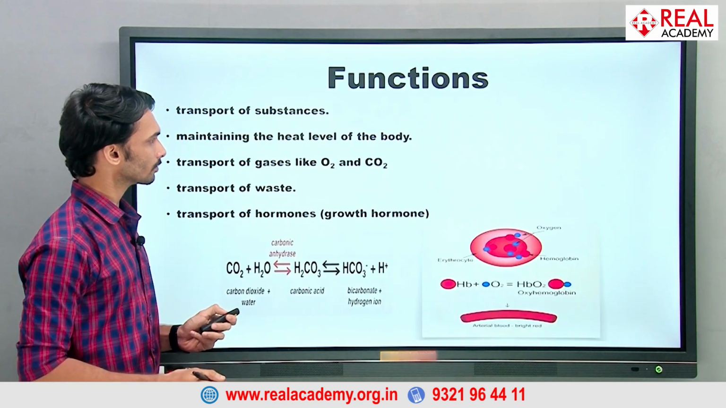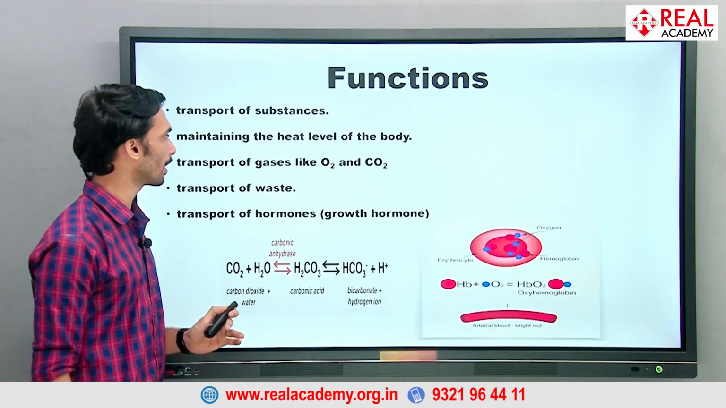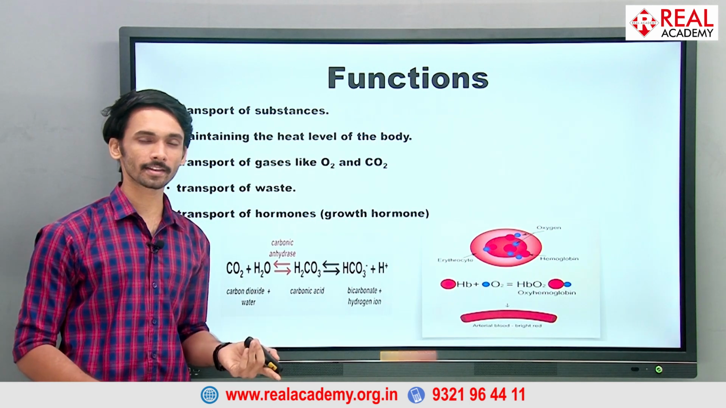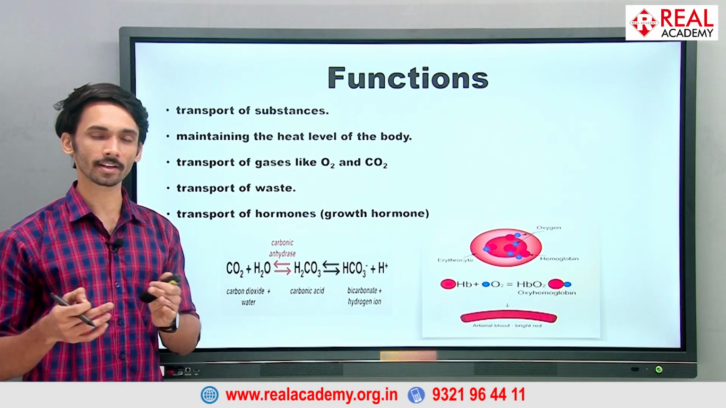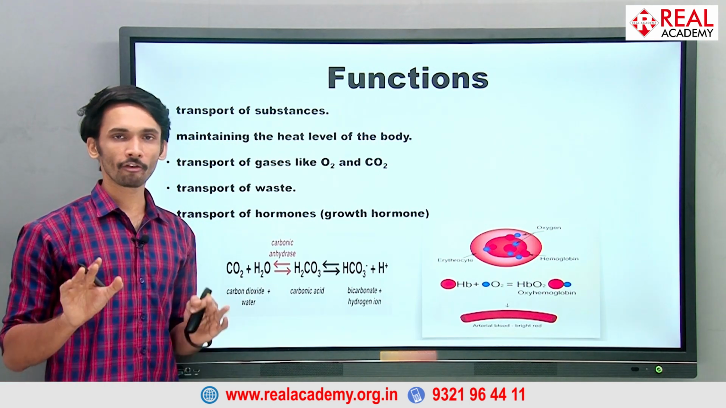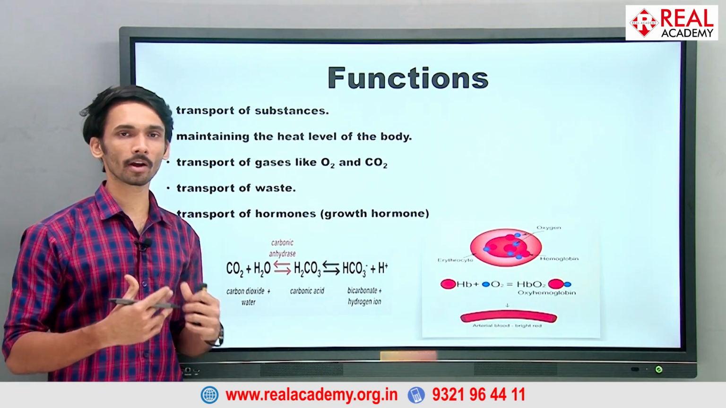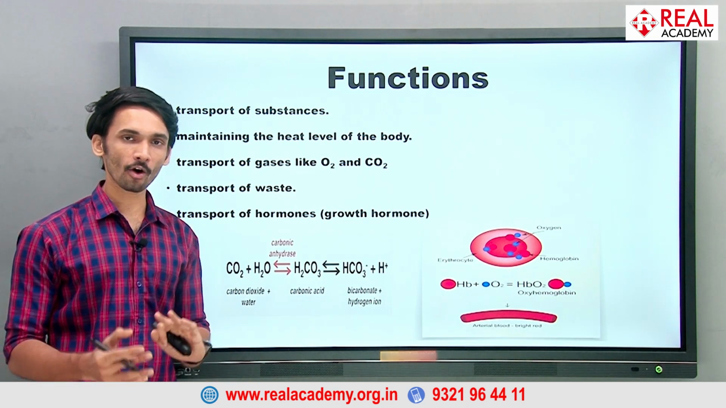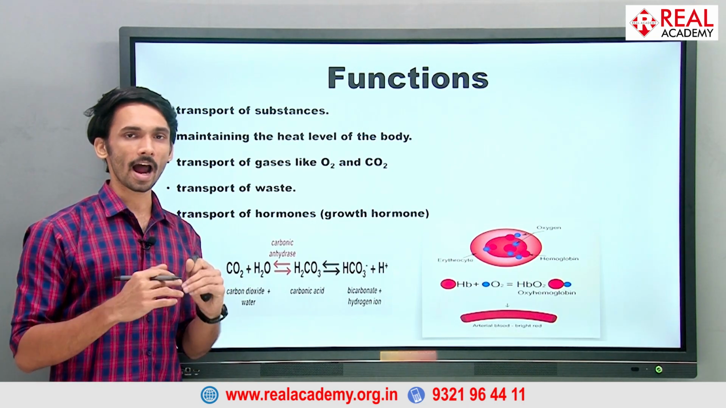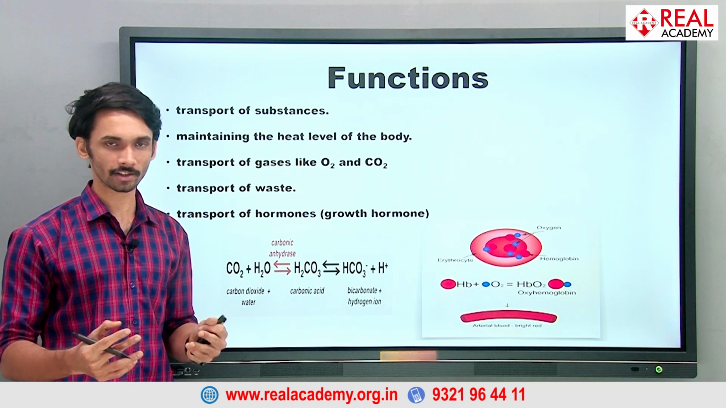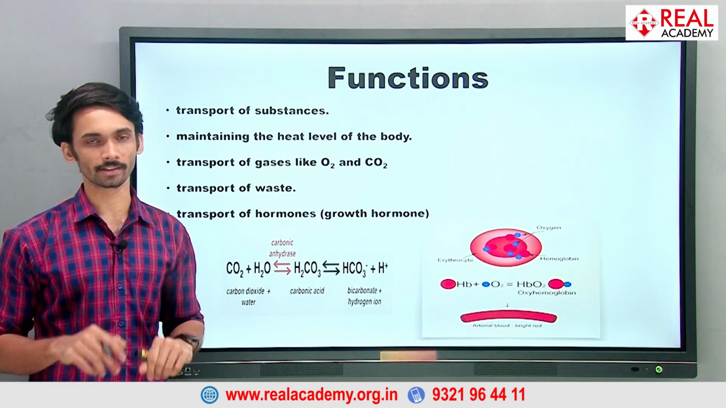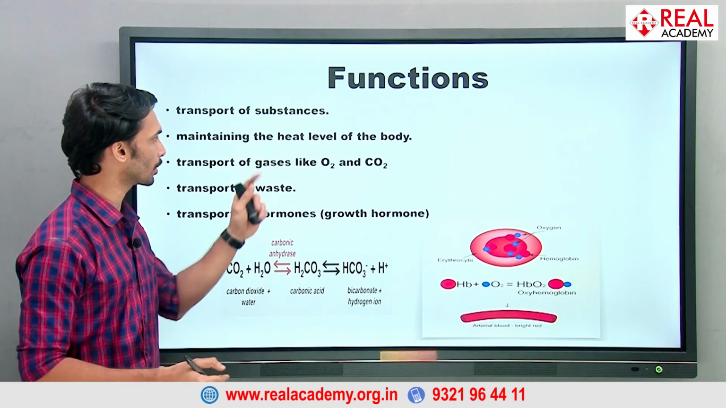After that, I'll be talking about the functions of our blood. Firstly, transport of substances. As we already know which substances are transported: nutrition from your intestines to all of the body parts. Similarly, oxygen from lungs to all of the body parts, carbon dioxide from all body parts to the lungs, as well as urea, the waste, from your body parts to your kidneys. In this way, every transportation is done by your blood.